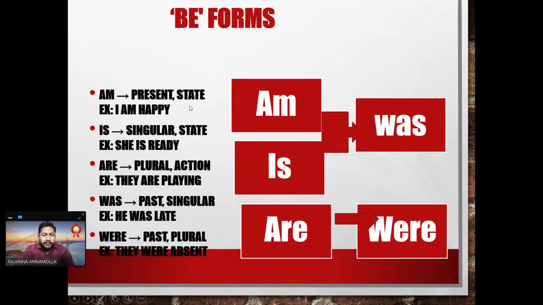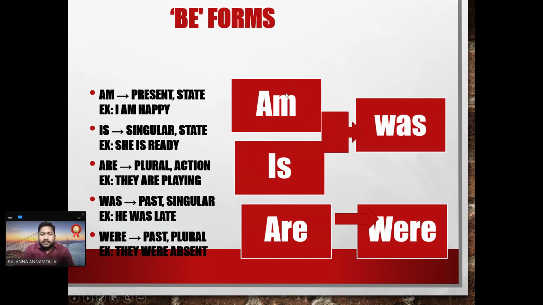I am happy. Next, why do we use is? Is is used with a singular subject. If the subject is singular, we use is. If the subject is I, we use am. Understand? So is is for a singular state or action. Why do we use is? To talk about a state or action. Then what is was?